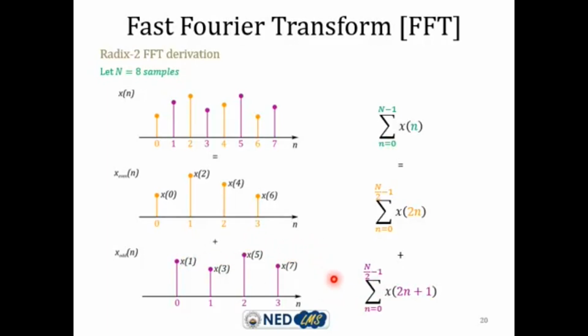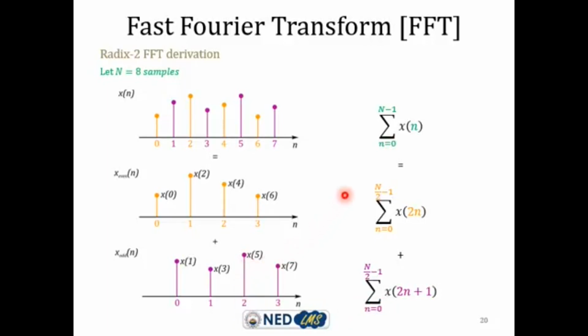Let's take an example of n is equal to 2 in both functions. When we put n is equal to 2, it means we are considering this index value. On substituting n is equal to 2 in this function, we will get x of 4. Similarly, when we put n is equal to 2 in this function, then 2 multiplied by 2 is 4, 4 plus 1 is 5. So on substituting index 2 in this odd function, we will get x of 5.